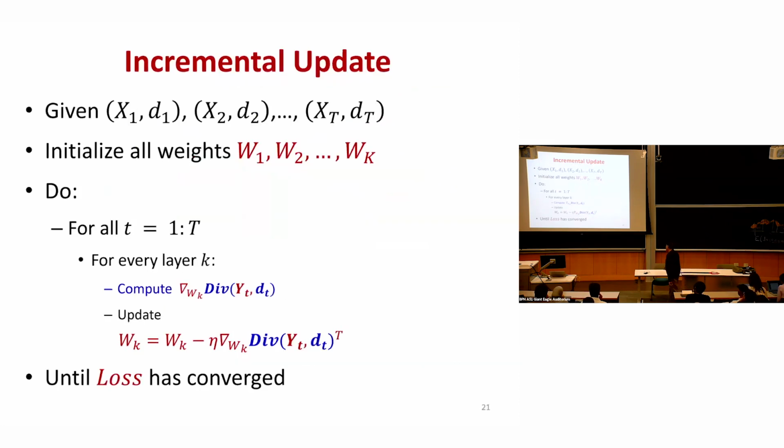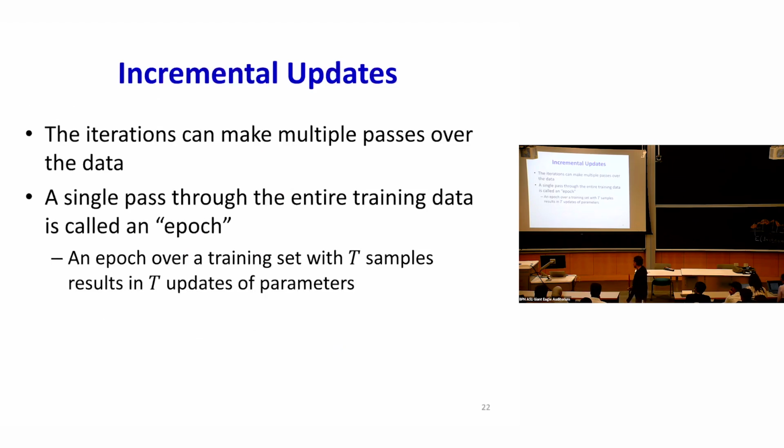So here is what the incremental update process was. Earlier, when you did a batch update, you'd have to go over all of your training samples and compute the average gradient over the entire training data before you made an adjustment. Now, you just go through your training data, and at each point, you just compute the derivative of the divergence for that one point and make an update instantly.